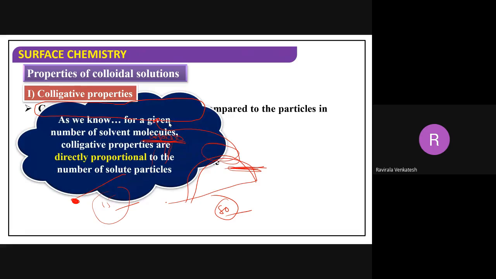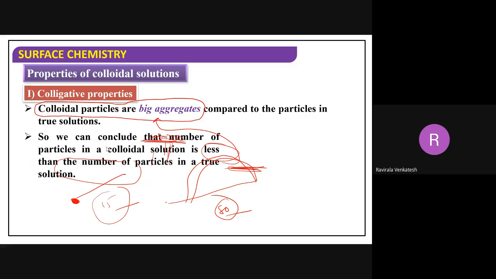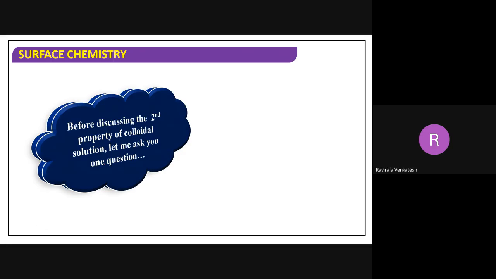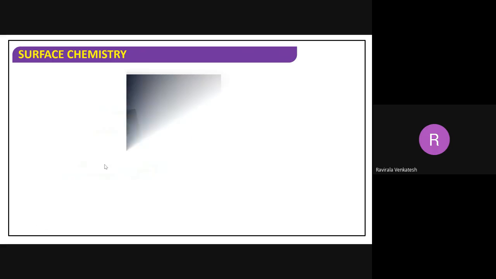As we know, for a given number of solvent molecules, colligative properties are directly proportional to the number of solute particles. If you have more solute particles, there will be more elevation of boiling point, more depression of freezing point, more osmotic pressure, and more lowering of vapor pressure. So they are directly proportional. Hence the value of the colligative property is of a small order compared to the value for a true solution at the same concentration.